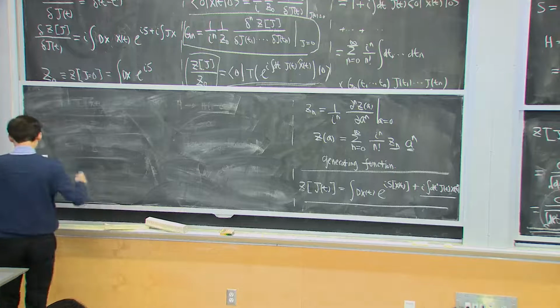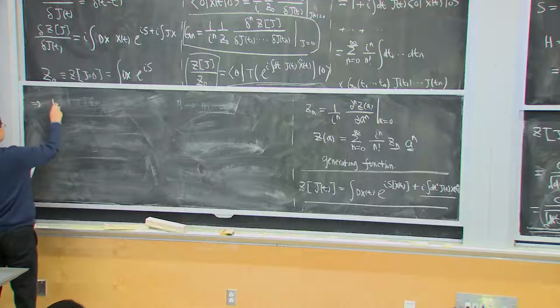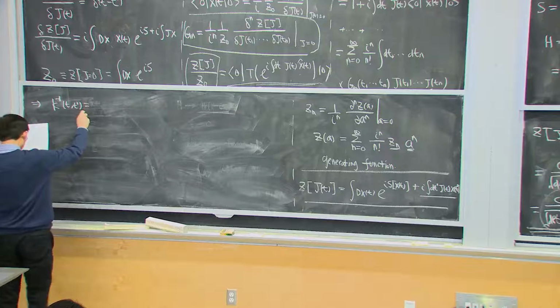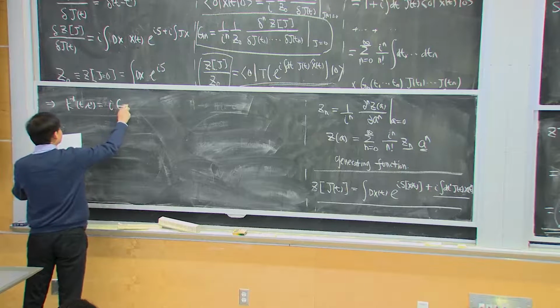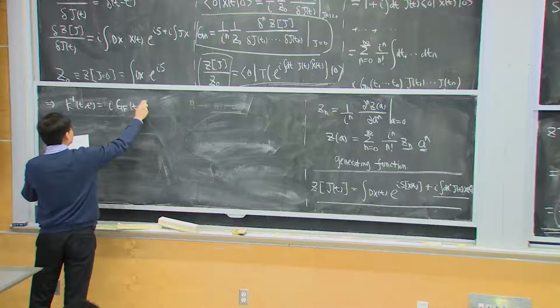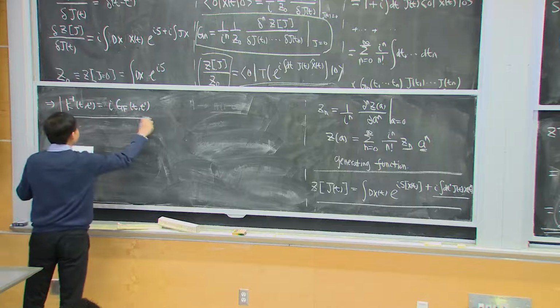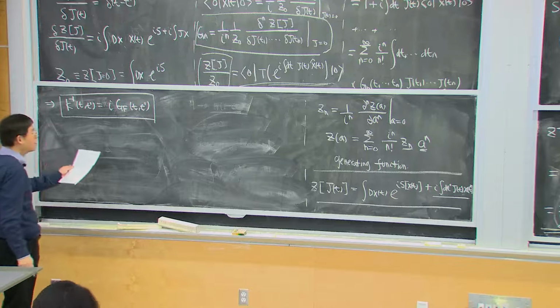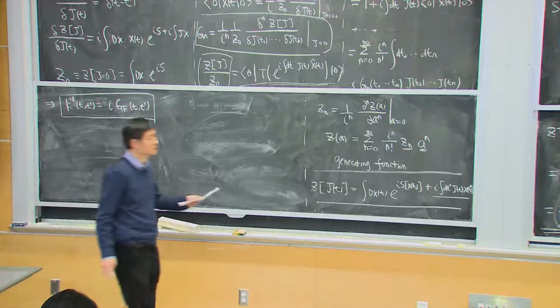So we find that K minus 1, t t prime, is just equal to i G_F, t t prime. Okay, so you find that this is just given by G_F.